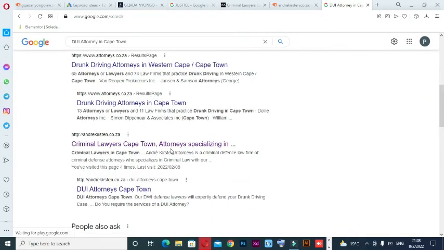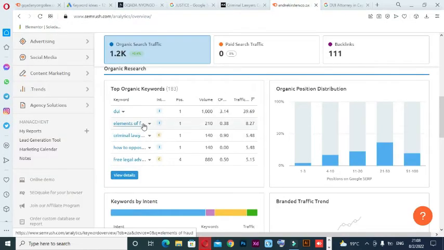Let's see the keywords they are ranked for. Top ranked keywords: DUI, this one which I have searched for, and they are really ranked for. SEMrush is never lying. Here we searched for this word, and they are here. Number one, because that one is a directory. They are really ranked top.